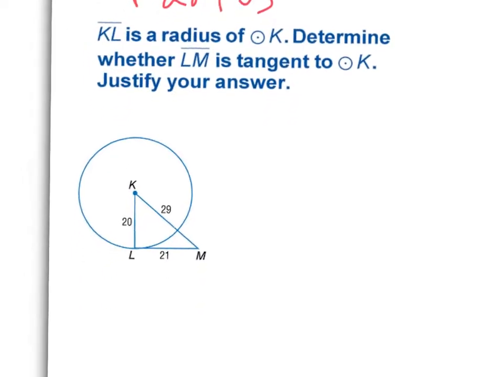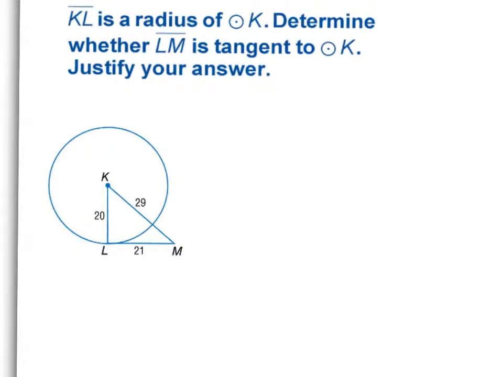For instance, here we have KL is a radius of circle K. Determine whether LM is tangent. Well, in order for us to know that, if this angle was a right angle, then we would say yes, it is tangent. Of course, we have no way of measuring that. However, we can use the Pythagorean theorem, because if this is a right triangle, then 20 squared plus 21 squared should equal 29 squared. So let's go ahead and solve that and see if that's the case.